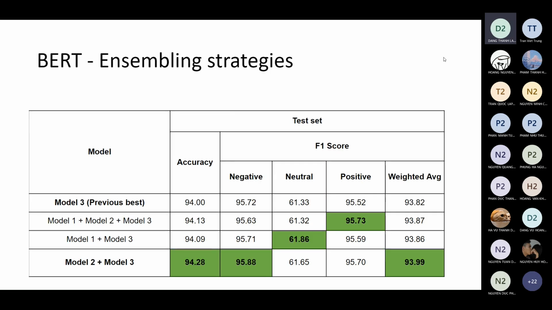This is the result of our ensemble using only BERT. The first line in the table is the previous best result, which is from model 3. After the experiment, we find that combining model 2 and model 3 achieved the overall highest accuracy and F1 score.